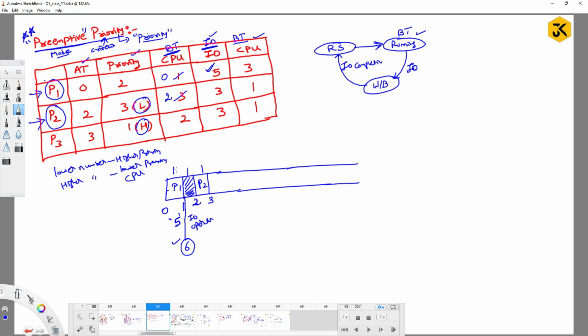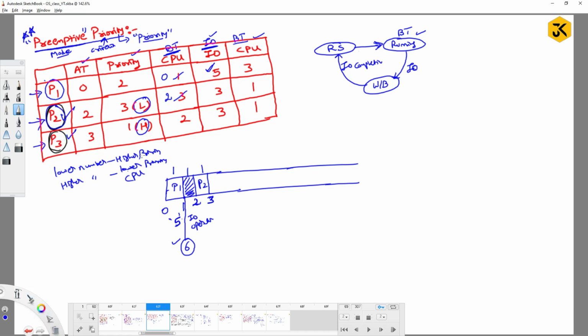2 units, right? Now observe, by the completion of 3 units, another process is added to the ready queue. Means now P2 and P3 both are available for us. P2 and P3 both are available.